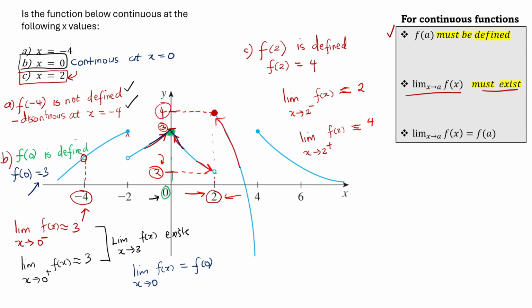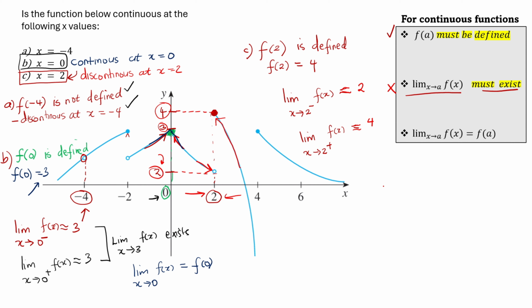So does the limit exist here? No, it doesn't exist, so this condition is not met. The moment this condition is not met, you already know that there's a discontinuity there. Why is there a discontinuity? You're going to say that this function at x equals 2 is discontinuous. It is discontinuous at x equals 2.